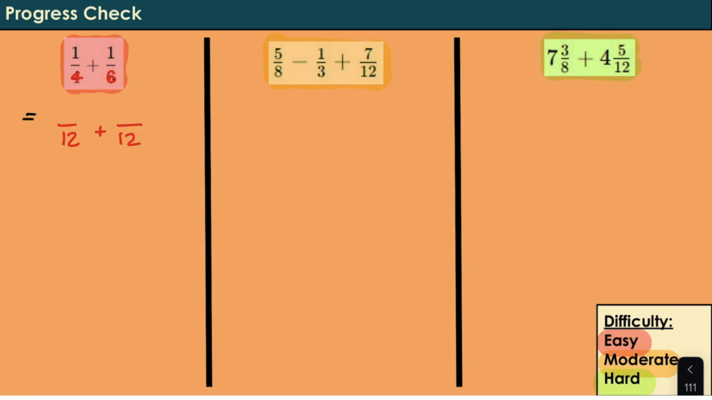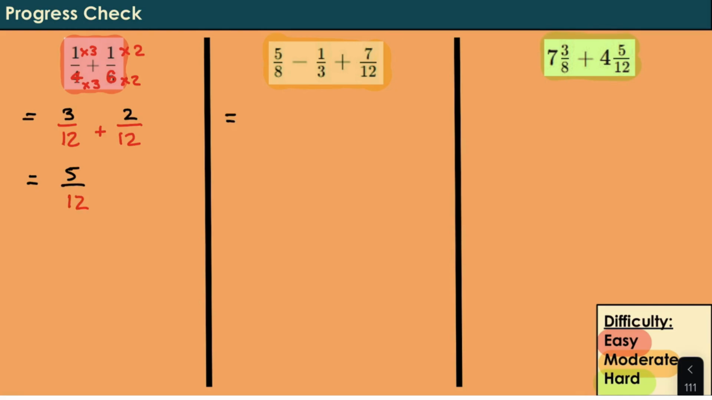What did I do to 4 to get to 12? I multiplied by 3, and what I do on the bottom, I do on the top. So on the top, I will get 3. What did I do to 6 to get to 12? I multiplied by 2, and what I do on the bottom, I do on the top. Numerator is 2. We have our 3 and our 2, which we add on top and get 5, and on the bottom, we keep the 12.